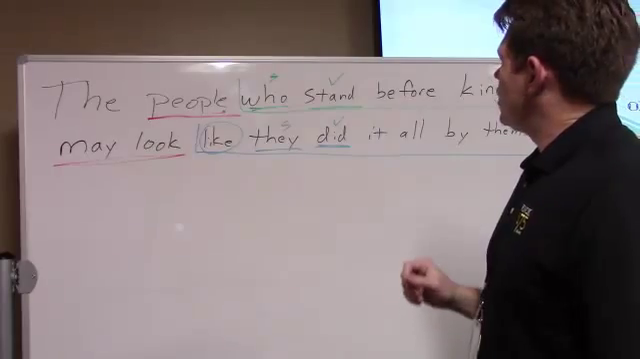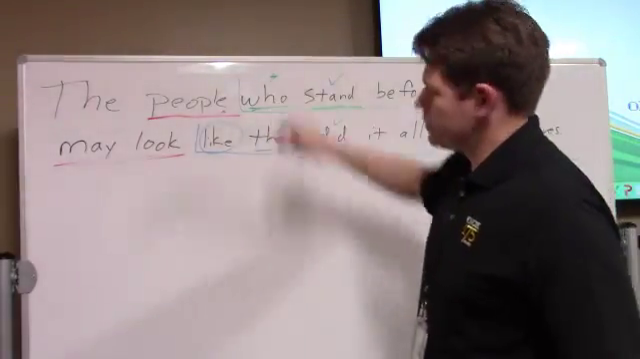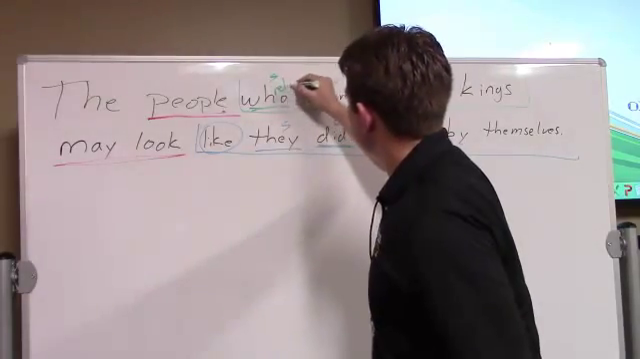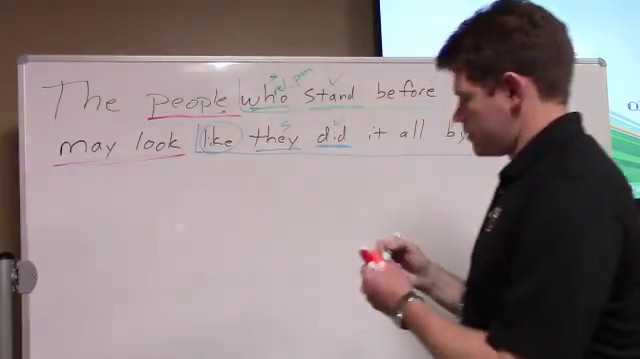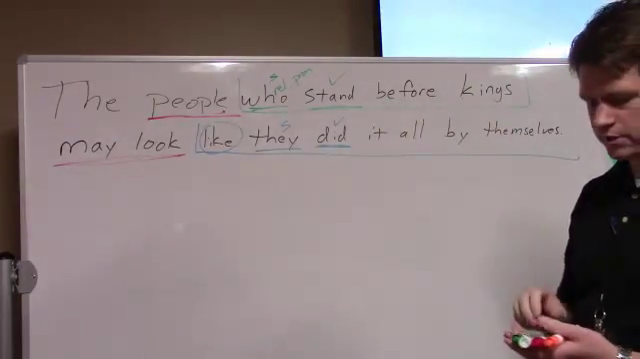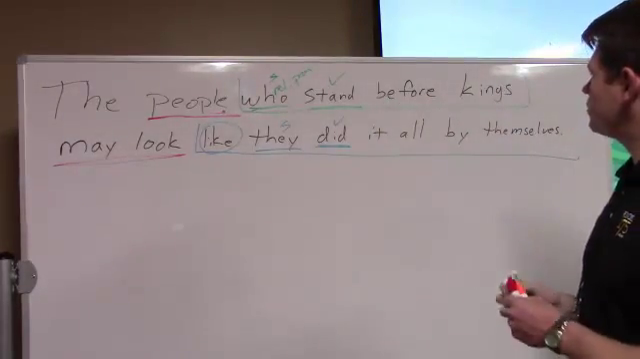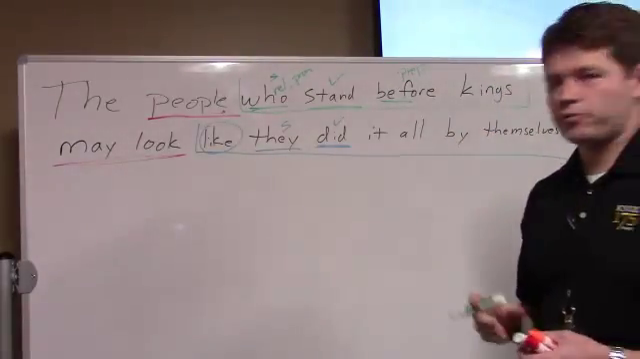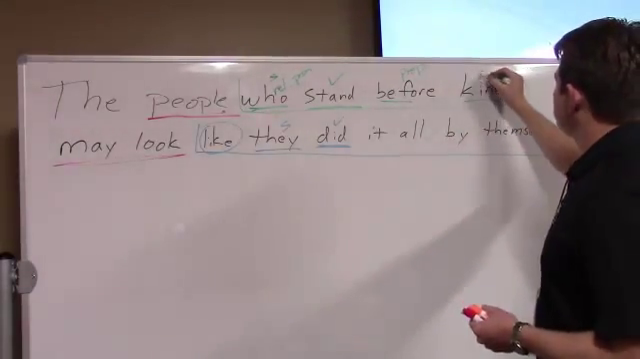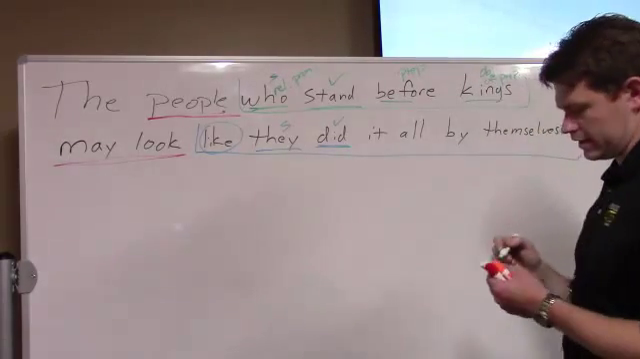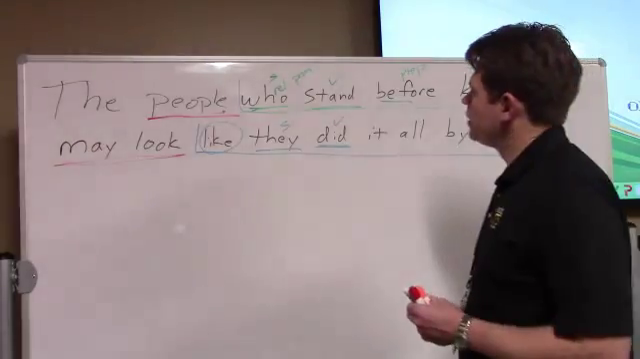Okay, so let's take a look. We have subject. This is a relative pronoun. Subject and verb. Now we've got before kings, and this should appear familiar now. This is a preposition, right? And we know by now that all prepositions have objects. And this is the object of the preposition, okay? And kings is a noun, it's a common noun.